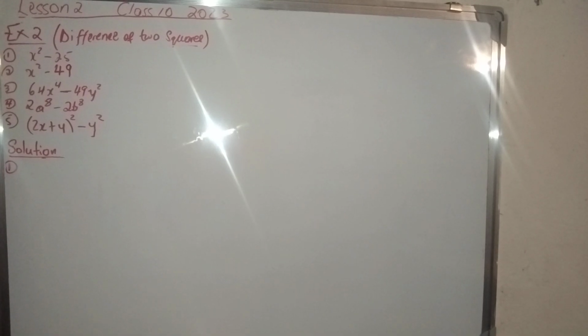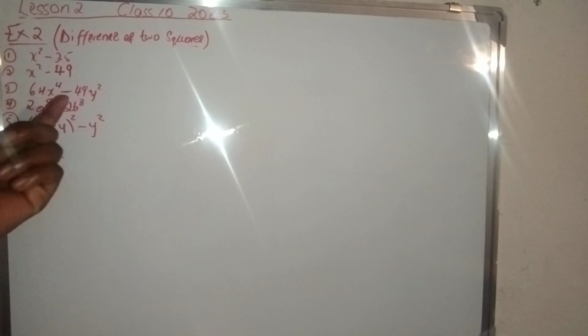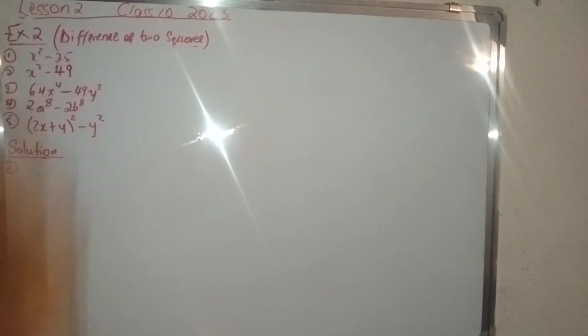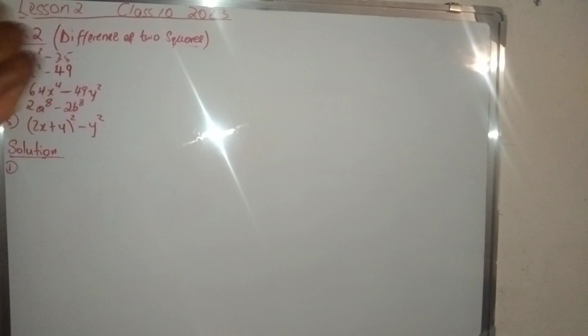Well, we are continuing with example 2. In this example, we'll be looking at the difference of two squares. Then how do we go about factorizing these 5 questions here? Okay, so let me firstly just try to ignite your cerebrum: what do I mean by the difference of two squares? What does that mean?